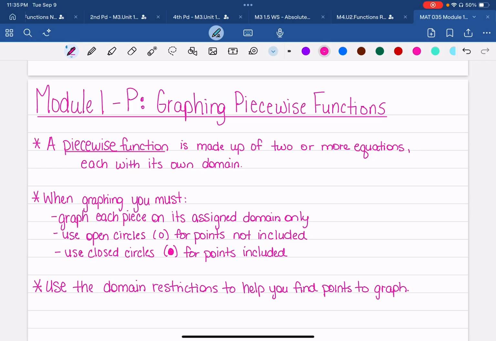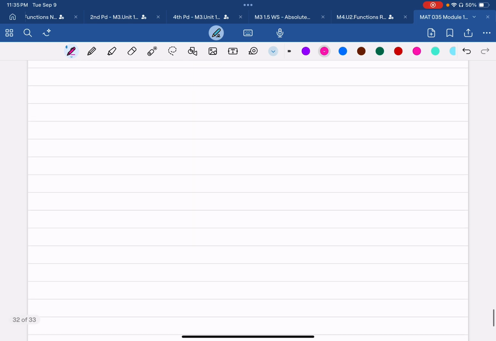When you're graphing those, you're going to have endpoints, and they may be open or they may be closed. Some points will be included and some points won't. If it's included, you're going to use a closed circle. If it's not included, it's going to be an open circle. We're going to use the domain restrictions to help us figure out what points we want to use and help us make a table. Those domain restrictions are going to be our guide to graph these. So let's look at some examples.